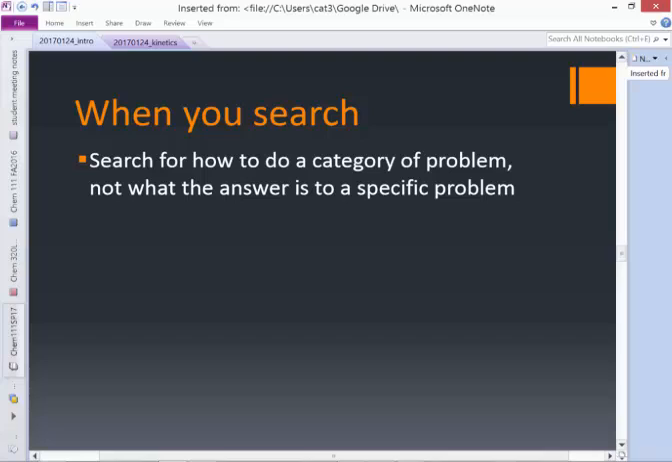What you want to search for is how to do that category of problem. And the categorization, the moving from a pH of lactic acid to how to calculate pH of a weak acid solution, going to the general, takes work and takes practice. That's one of the things we need to practice in here. So if that's something you're working on and you want help with, I'm very happy to help with that.